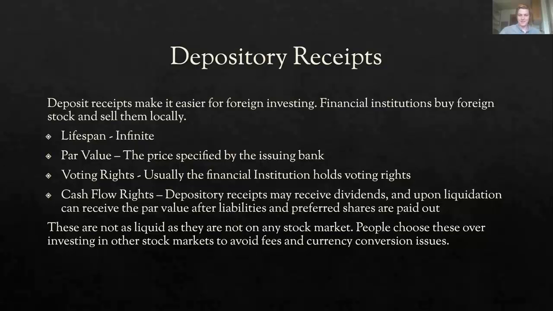Cash flow rights, you still get dividends, like if dividends are paid out to common stockholders. And upon liquidation, you can receive the par value after liabilities and preferred shares are paid out. So they're at the bottom of the pecking order, similar to common stock. The issue with these is they're not very liquid because they're not on a stock market, so trying to find someone to buy them off you is more difficult. But people like them and they help international trade a lot because they simplify things, and you can avoid a lot of fees and currency conversion issues.